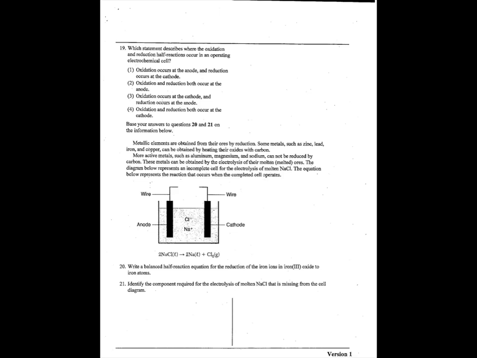Okay, number 19. Which statement describes where the oxidation reduction half reactions occur in an operating electrochemical cell? So an ox and red cat. At the anode, oxidation occurs and reduction occurs at the cathode. So that's choice 1, and that's true for both types of cells.